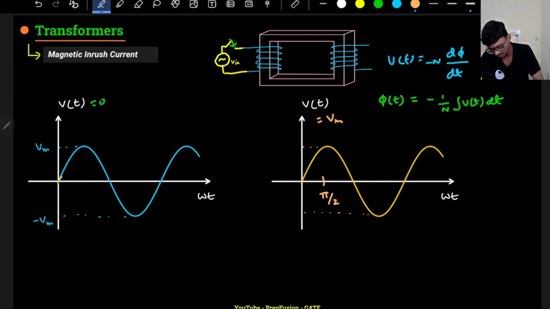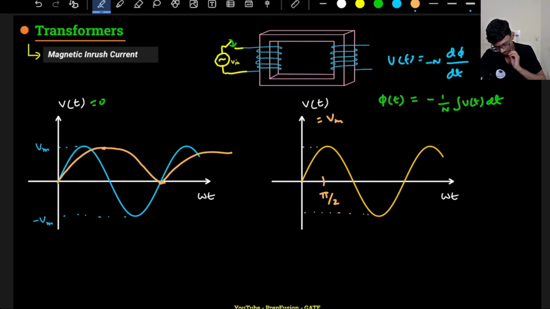If initially the flux was 0, the area will keep on increasing until this point. After this my voltage is negative, so it is the negative area, and the positive area is already here, so I am subtracting a smaller negative area and the flux will reduce. Ultimately it will go to 0 again here, and the flux waveform will be roughly like this. This is not the actual flux waveform, I'm just giving you the feeling.